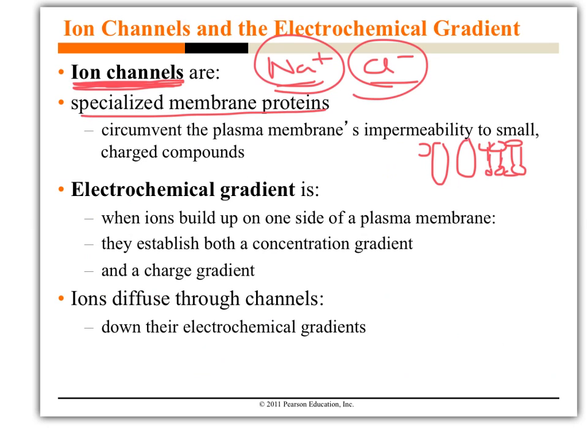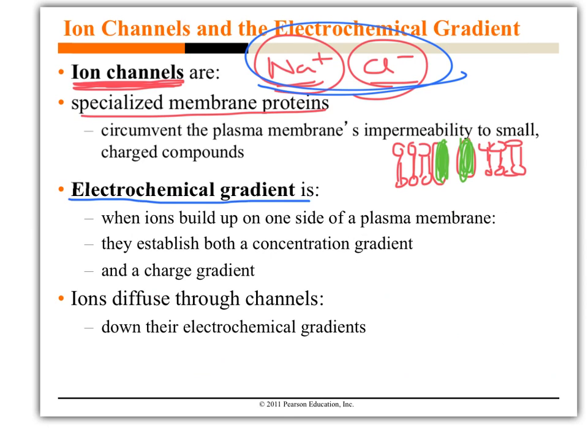If there's your membrane, you need these proteins here on the edges to essentially cut a hole in the membrane so these guys up here can go right on through. And they will move on their electrochemical gradient. It's just a fancy word for a gradient for charged stuff.